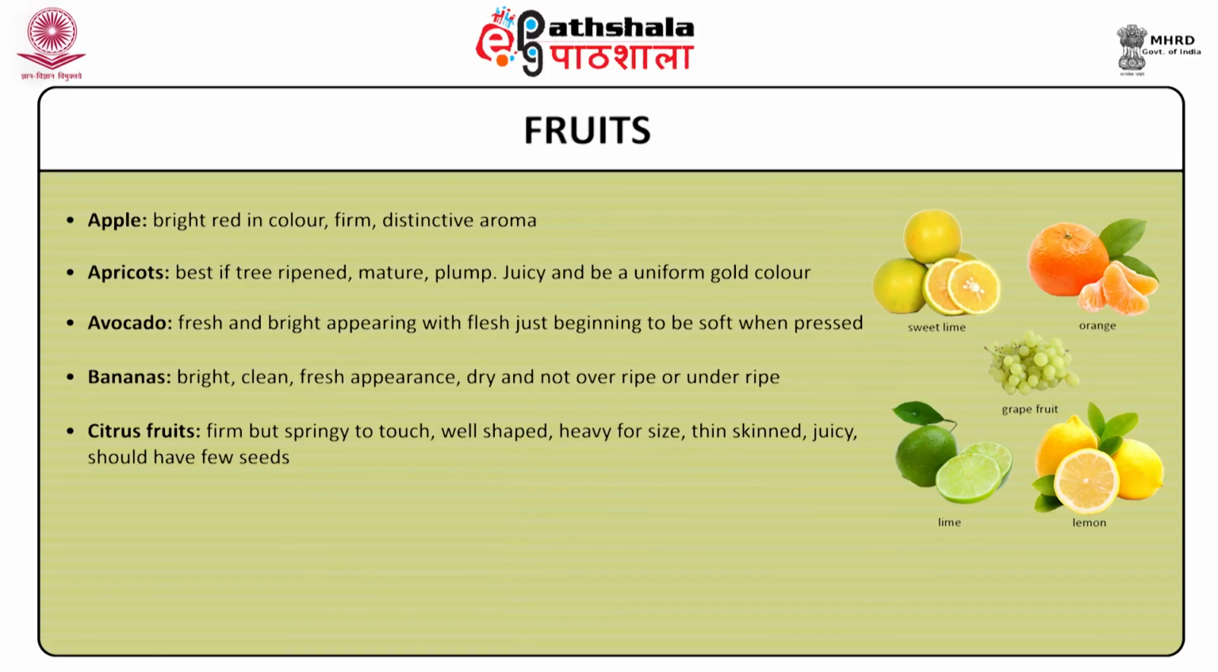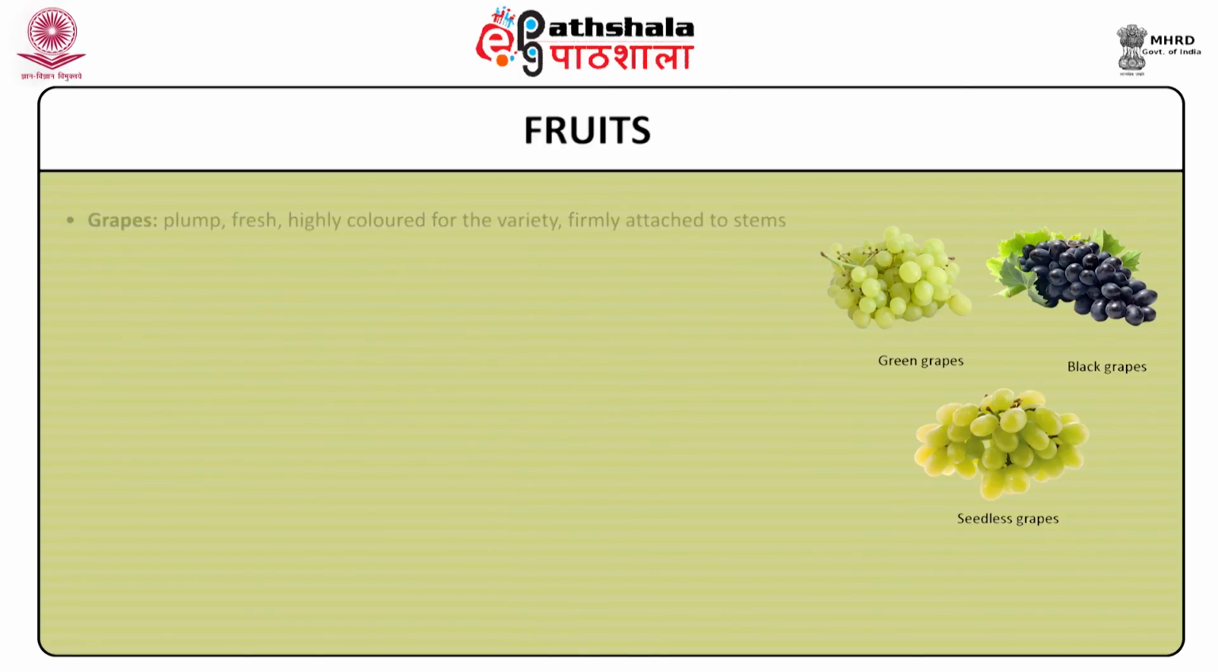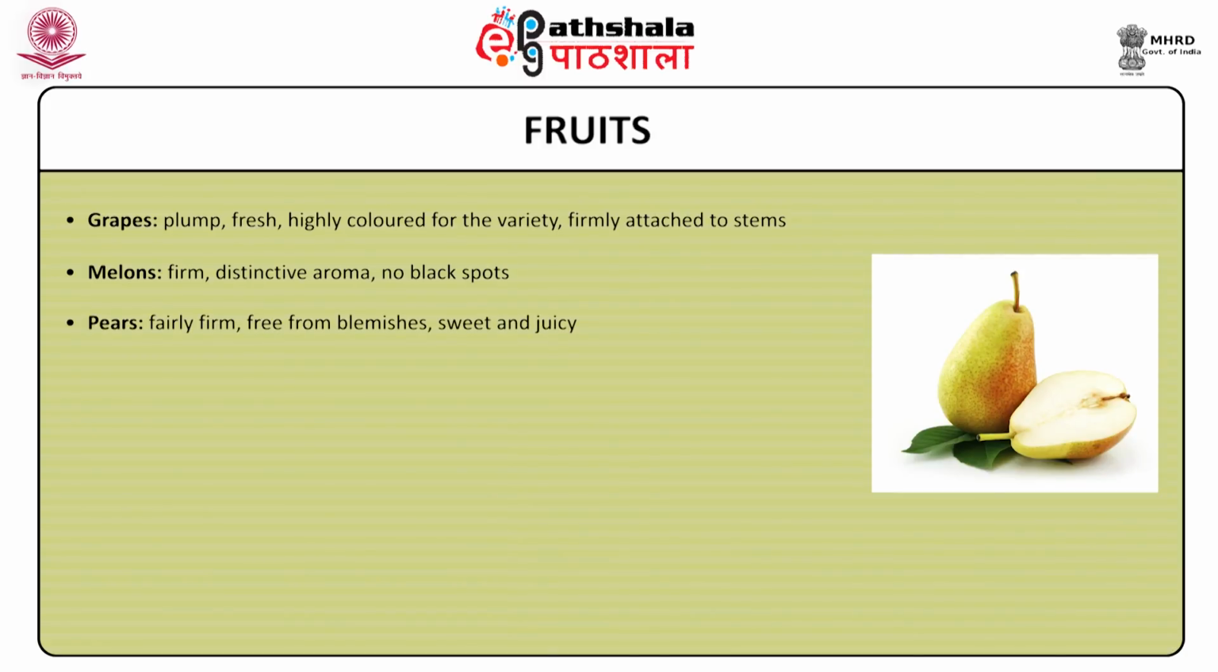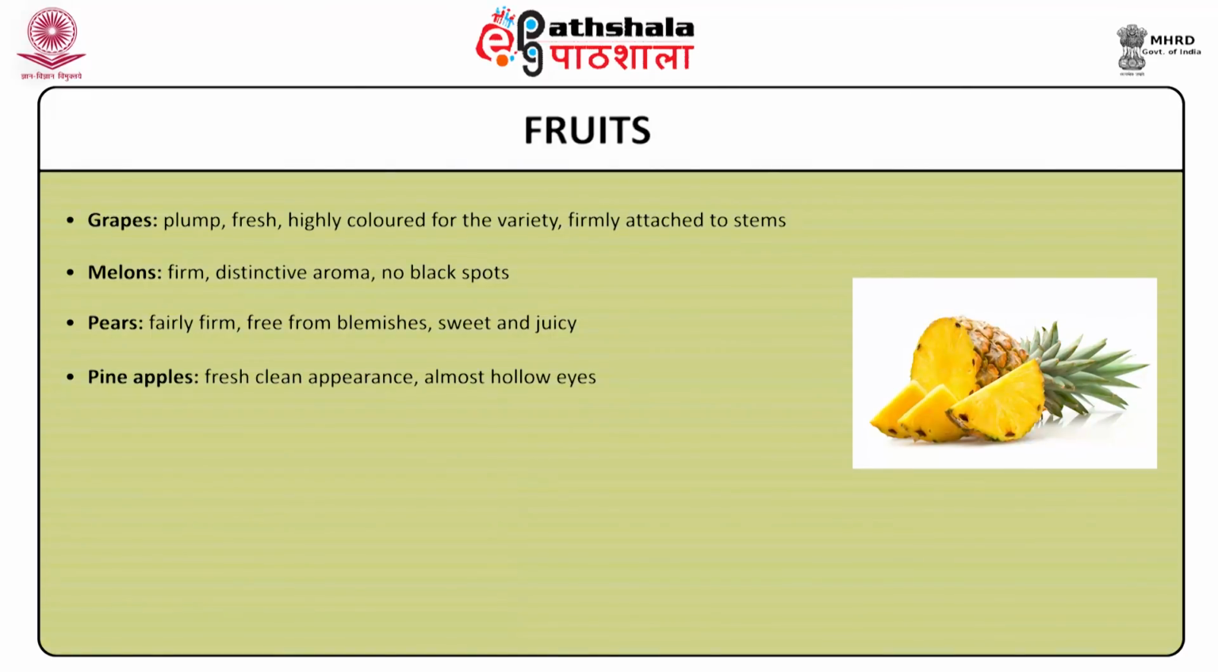Citrus fruits, firm but springy to touch, well shaped, heavy for size, thin skin, juicy and should have few seeds. Grapes, plump, fresh, highly colored for the variety and firmly attached to stems. Melons, firm, distinctive aroma and no black spots. Pears, fairly firm, free from blemishes, sweet and juicy. Pineapples, fresh, clean appearance and almost hollow eyes.